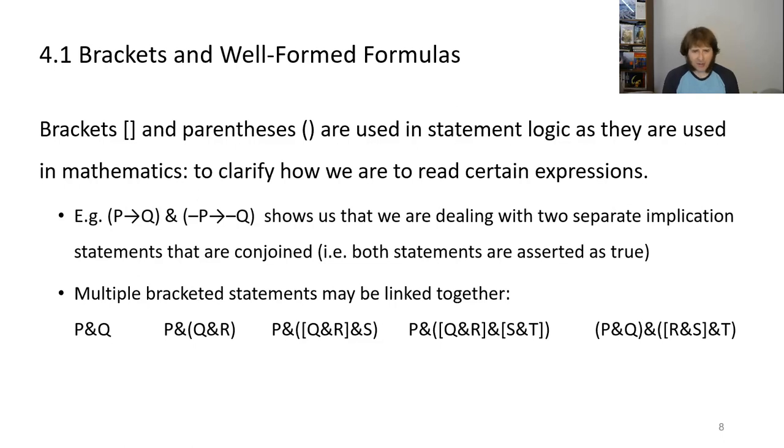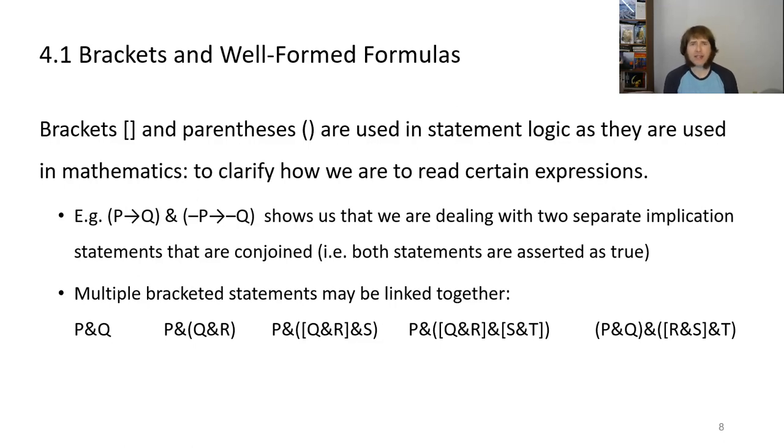So together, that second complex statement, P and Q and R, is asserting that it's true that P is true, and it's true that Q is true and R is true. So really, that's just telling us that P, Q, and R are all true. The next one over, P and Q and R and S.